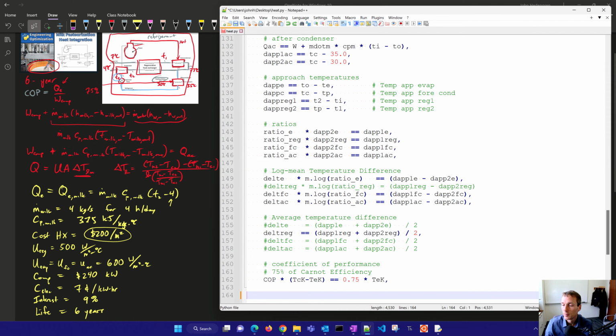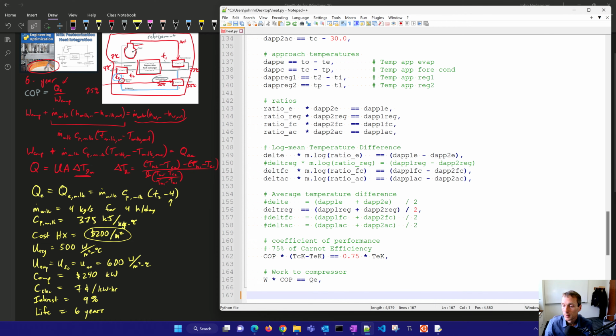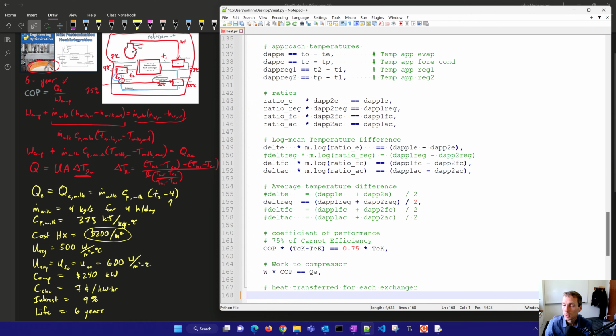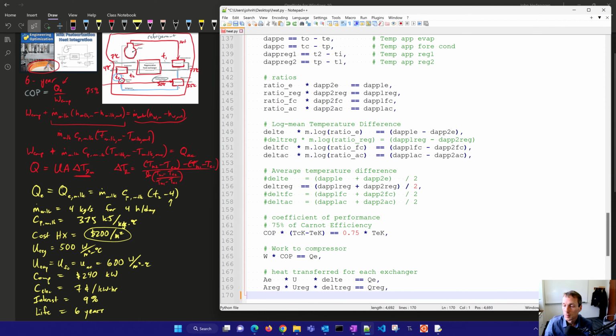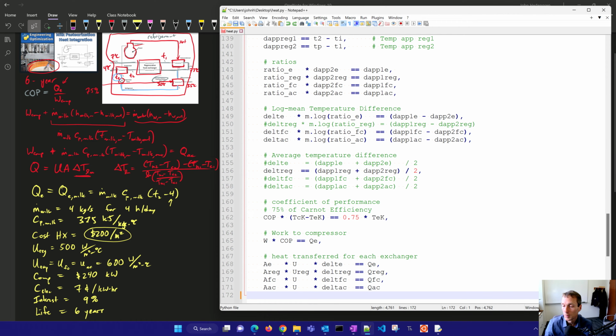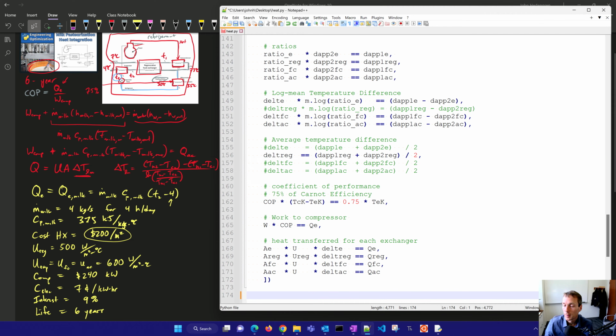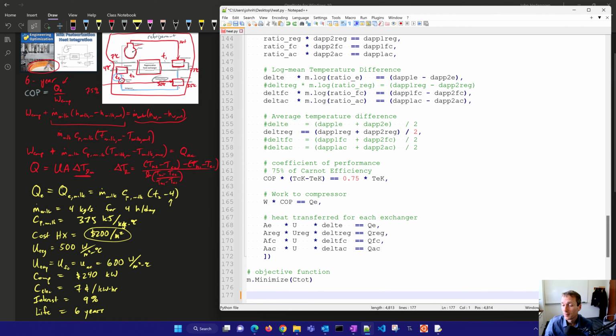Okay, coefficient of performance, this is 0.75 of the theoretical performance. This is the work to compressor, and then the heat transferred to each heat exchanger. Okay, so I'm going to put in the Q equations. All right, and then that ends my equations. So I've filled out all of my equations now for this problem. And then the final thing I want to do is minimize the cost total.